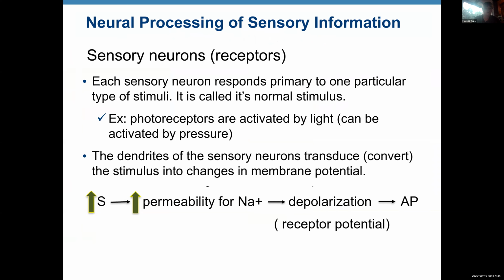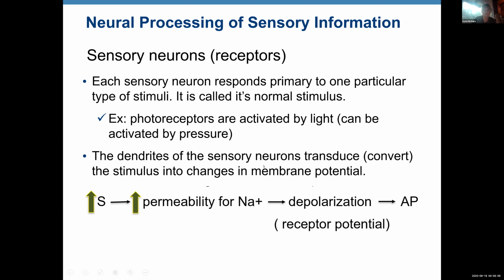Sensory neurons, so we call them receptors. Each sensory neuron responds primarily to one particular type of stimulus that is called its normal stimulus. For example, photoreceptors are activated by light. However, they can be activated by pressure, but it would not be considered a normal stimulus.